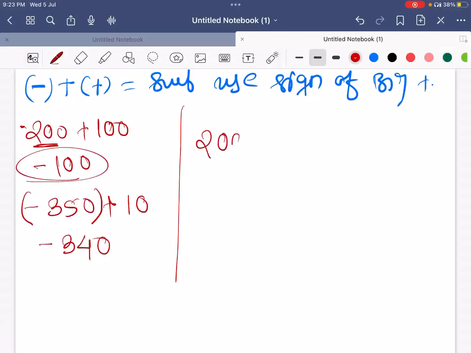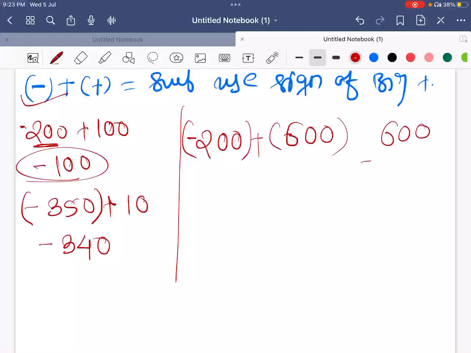Take one example, minus 200 plus of 600. First term is negative, so minus 200 plus of 600. So we have to solve this question. As per the previous formula, subtract 600 minus 200. So your answer is 400. Clear? So write down 400.